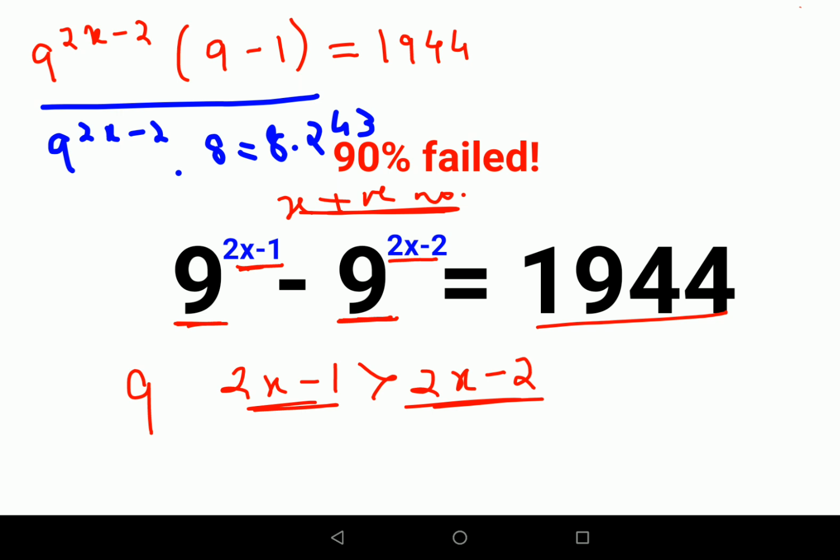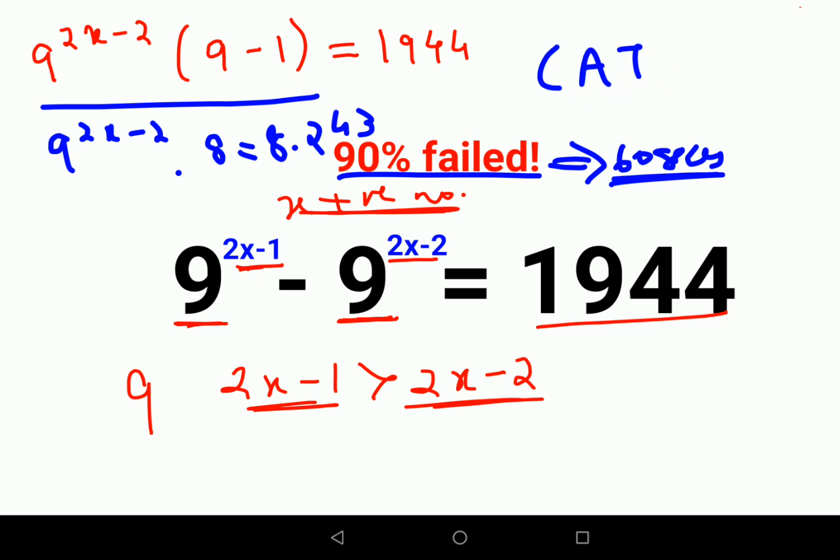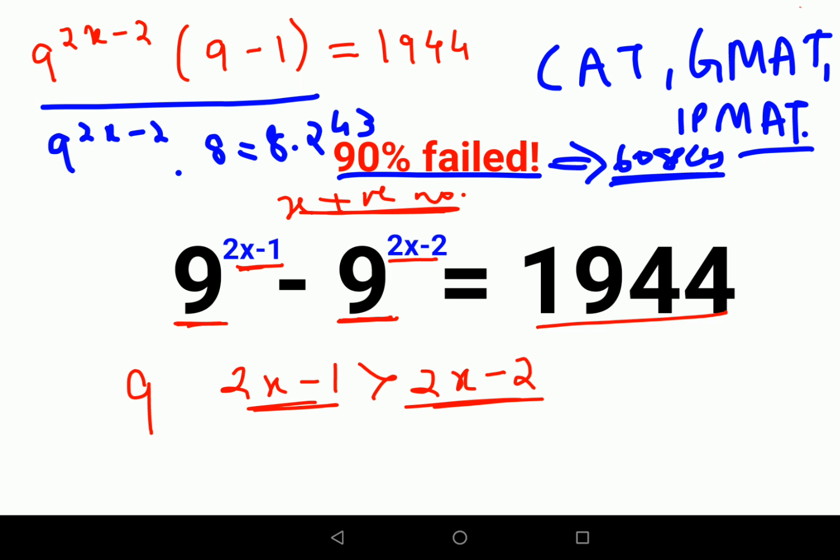Okay, now why do I write 90% of the people failed? Because they could not do this sum under 60 seconds. Okay, and if you really want to beat the rest of the competition in entrances like CAT, GMAT, or IPMAT, okay, all of these exams are quant intensive. Okay, so you need to be really good at your quant. Okay, and people who can do these things in their head would definitely get a lot of time in this kind of crucial exams, and that time you can invest in a lot of other good sums.